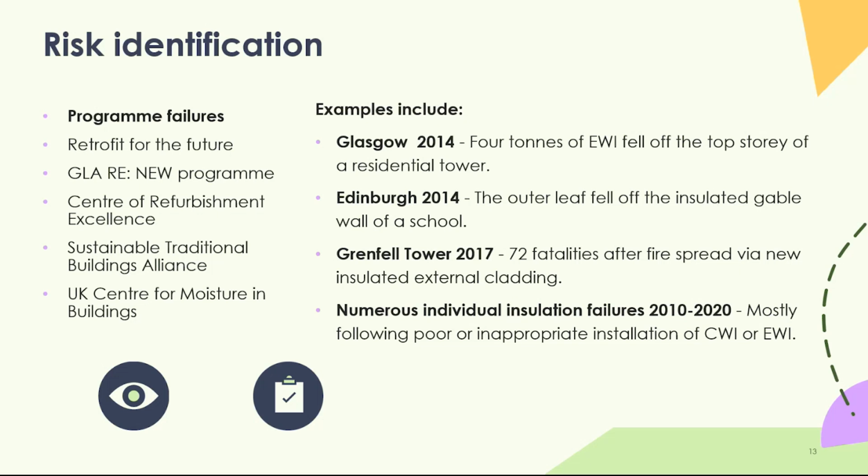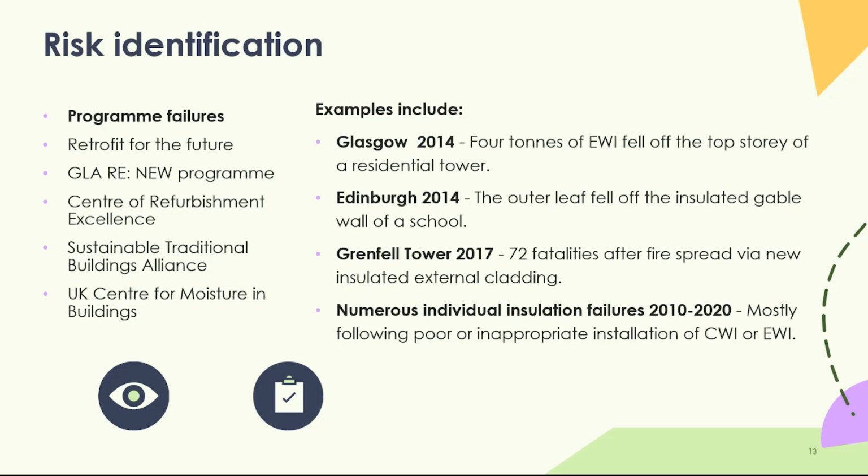The first one on here is programme failures. Examples include one in Glasgow in 2014, where 4 tons of EWI just fell off the top storey of a residential tower block. Something similar happened to a school in Edinburgh in 2014. Grenfell, we know about that. There are a lot of learnings from that, and a very dense, extensive report. I'm sure most people here are now quite aware of the basic premise of that, and the issues surrounding insulated external cladding, particularly on high-rise blocks.